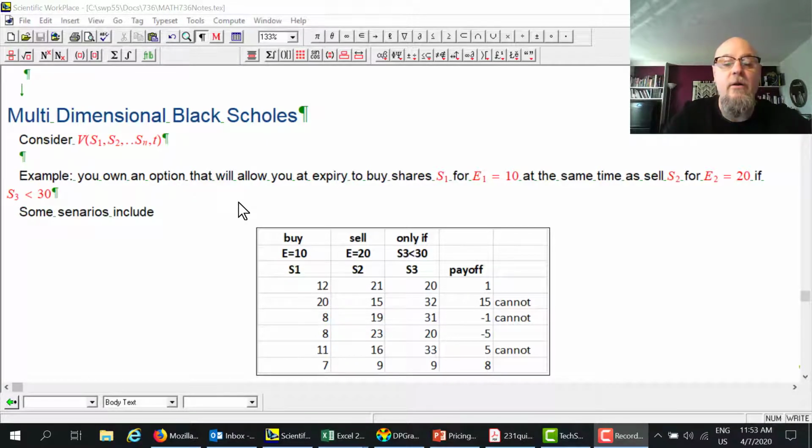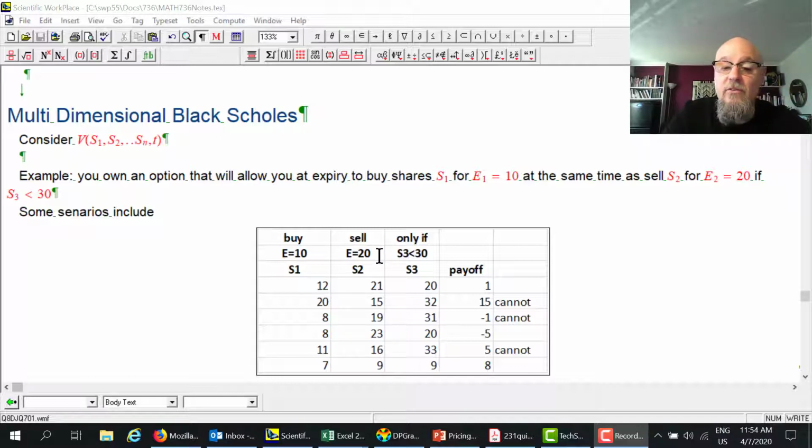Let's look at some scenarios then. I have to do both of these at the same time. I don't get to just buy stock 1 and not sell stock 2. So here are possible prices for stock 1, stock 2, stock 3. Say that at expiry, it's $12, $21, and $20 respectively. Because stock 3 is less than $30, I'm allowed to decide if I want to buy stock 1 for 10 bucks and sell stock 2 for 20 bucks. Do I want to buy stock 1 for 10 bucks? Yeah, it's worth 12 bucks, so that's a $2 profit.